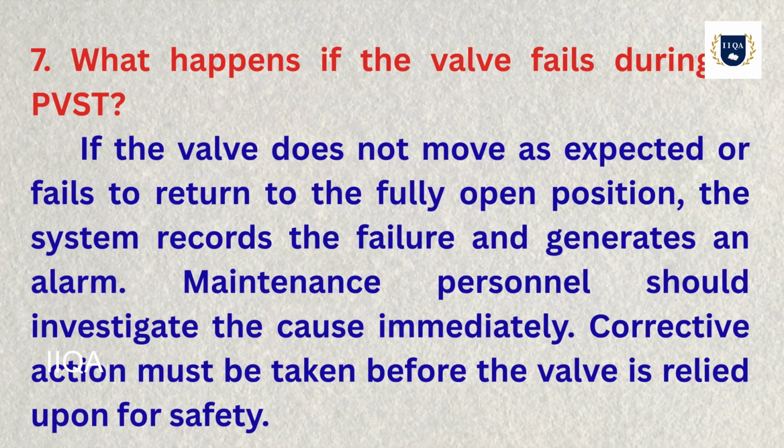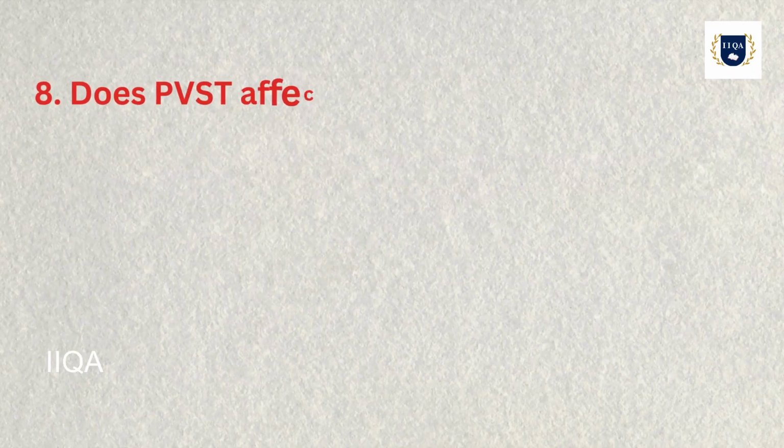7. What happens if the valve fails during PVST? If the valve does not move as expected or fails to return to the fully open position, the system records the failure and generates an alarm. Maintenance personnel should investigate the cause immediately. Corrective action must be taken before the valve is relied upon for safety.